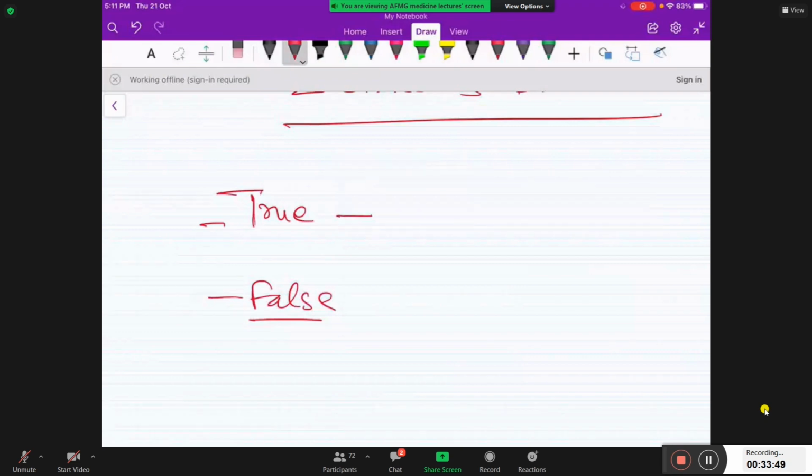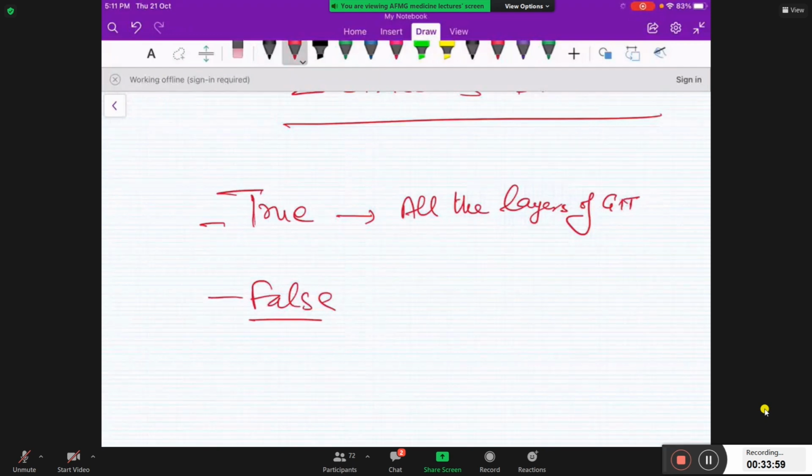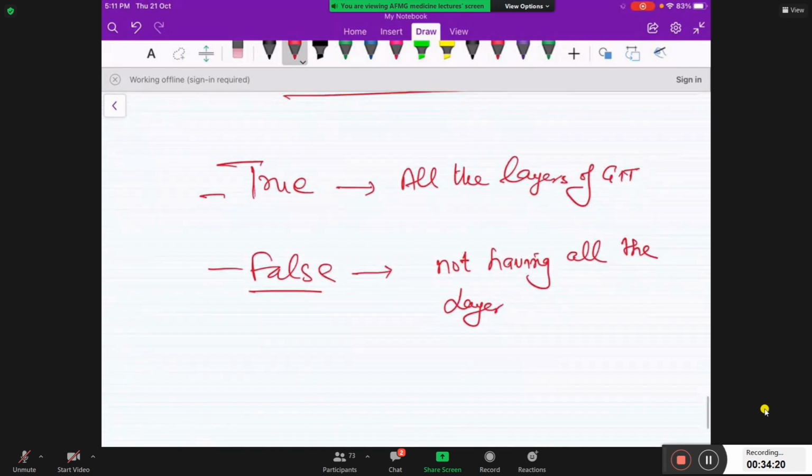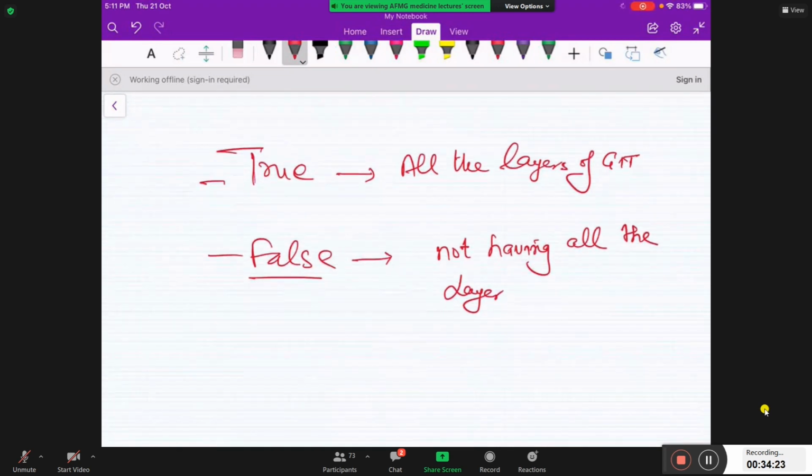True diverticulum is one which has all the layers of GIT, while false diverticulum is not having all the layers. It may have one layer, it may have two layers, or it may have three layers, but not all the layers. Okay. Then there is another classification for diverticulum also.